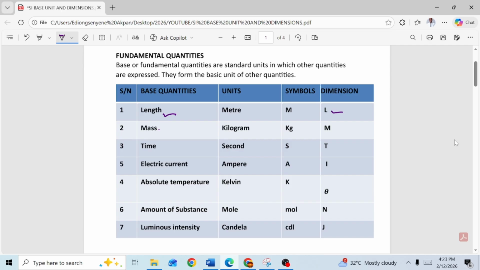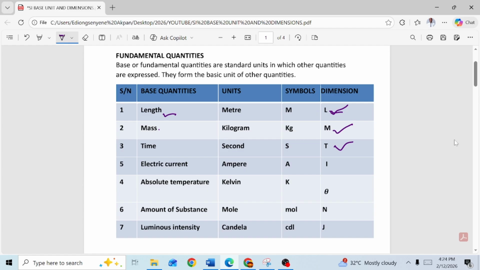Amount of substance is mole. The symbol is mol and the dimension is N. Luminous intensity is candela. The symbol is cd and the dimension is J. In JAMB, mostly we use length, we use mass, we use time. We will look at some past questions and how to answer it.